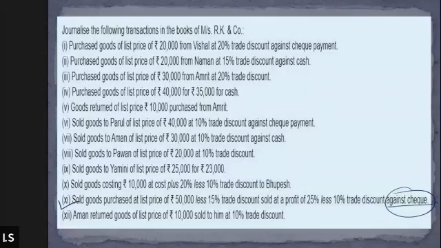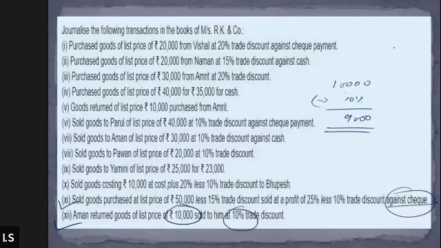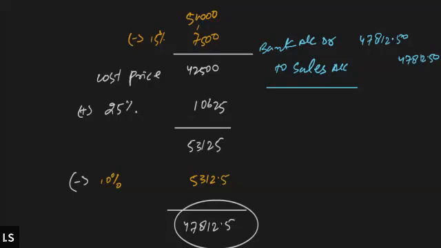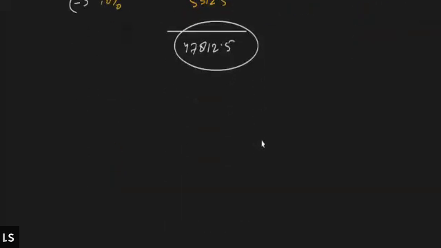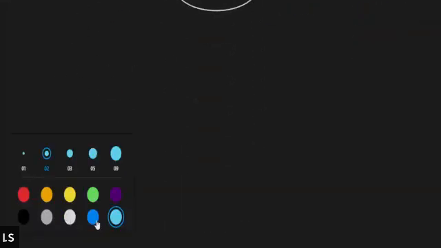One last transaction. Aman returned goods of list price 10,000, sold to him at 10% trade discount. So the goods that we have sold to Aman, he's returning those goods. We have earlier sold goods to Aman at a 10% trade discount. So the goods of rupees 10,000 must have been sold at rupees 9,000, right? So the general entry for this will be, anybody want to tell me the correct general entry for this?